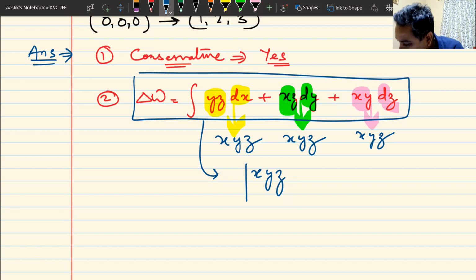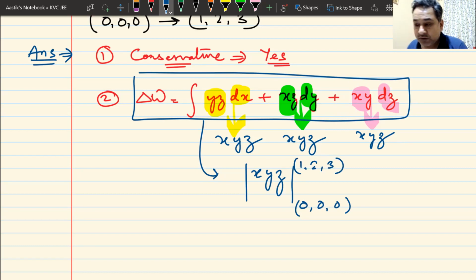xyz. Now I put limits all together. x, y, z are all varying from 0. These are the lower limits. Then the upper limits are 1, 2, 3. So first you put the upper limits. Put x as 1, y as 2, z as 3. So you get 6. Then you put all of them as 0. So the final answer is simply 6. And that is how it is done.